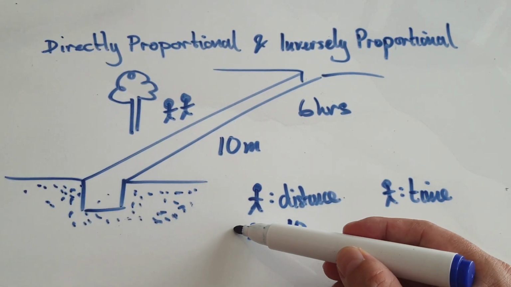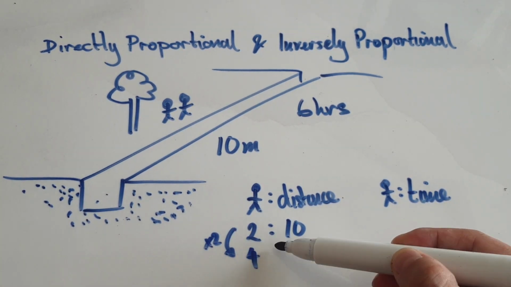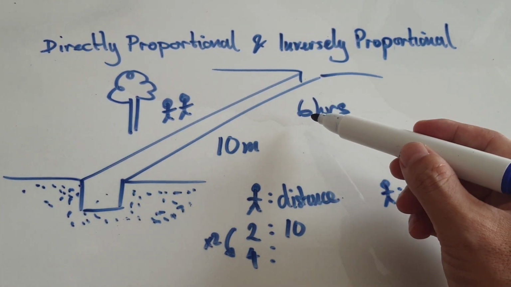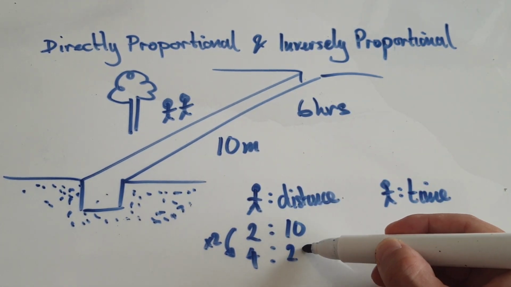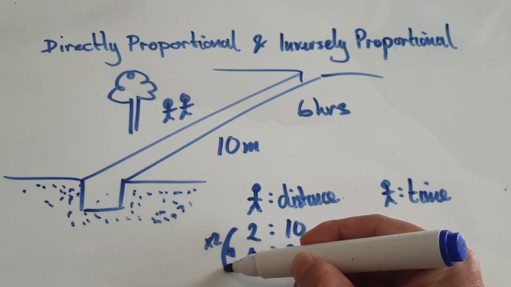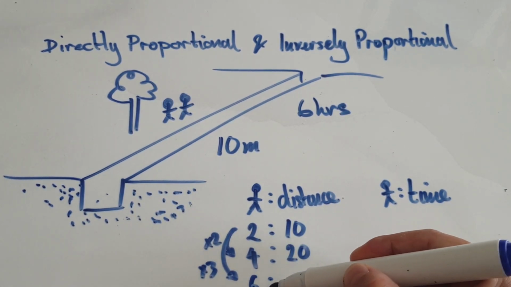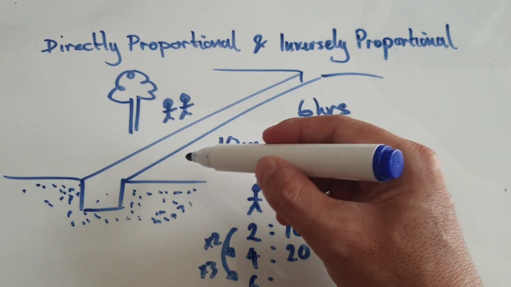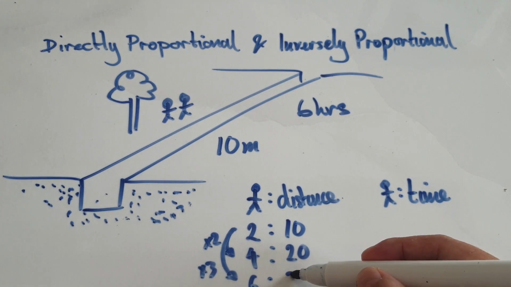So if you double the number of people working on the job, so if you times this by 2, so if 4 people are working on the job, in the same amount of time, you would expect the 4 people to be able to dig 20 meters. If you triple the amount of people on the job, so if you have 6 people working on the job, then in 6 hours you would expect the 6 people to be able to dig 30 meters.